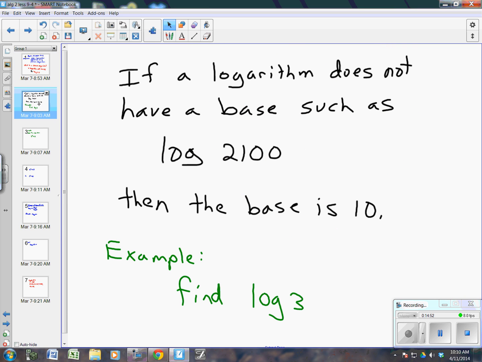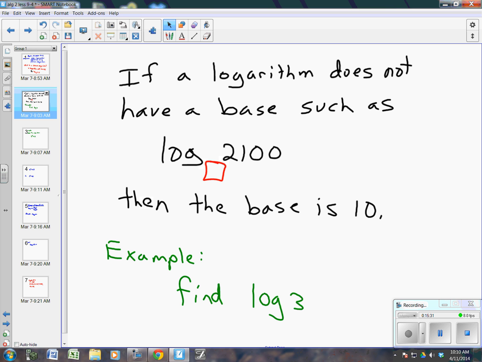So, if a logarithm does not have a base, in other words, you don't see a base. Not that it doesn't have one, that you don't see the base, like log of 2100. You'll notice right here, there is no base. You see that? If you don't have a base, then we can assume the base is 10. So you can make that assumption. Got it? It is a common logarithm. It's common enough, and they just don't even write it in there.